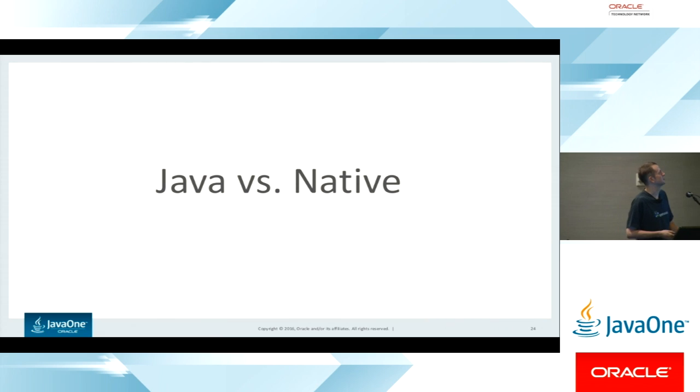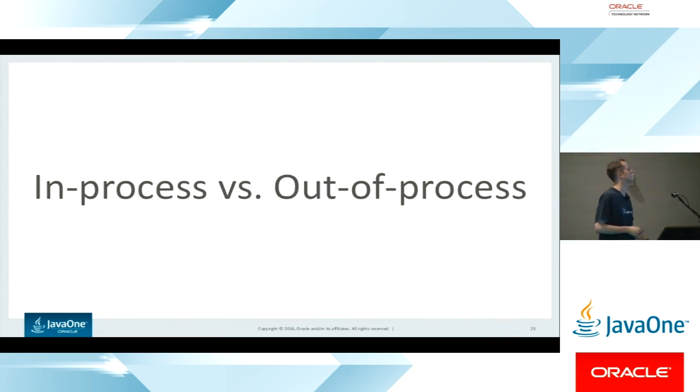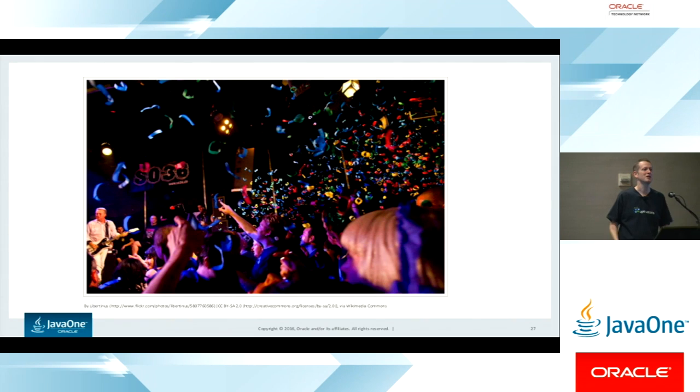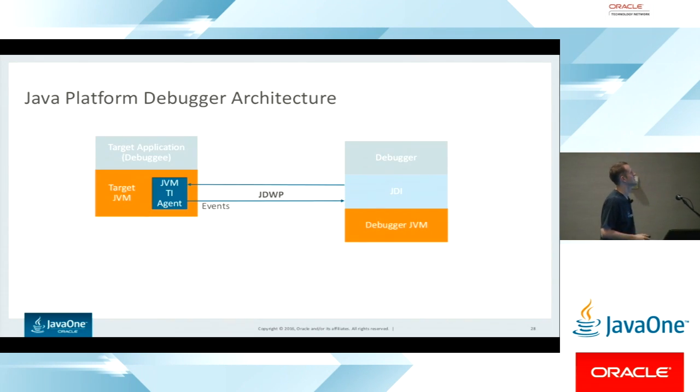So these contradictions here. We want the best of both worlds. We want native, we want Java, we want in process, we want out of process. Well, why not both? So that's when we all celebrate. We hoist a little flag above us and cheer because we now have an architecture that actually gives us the best of both worlds, at the expense of perhaps a little bit of complication.